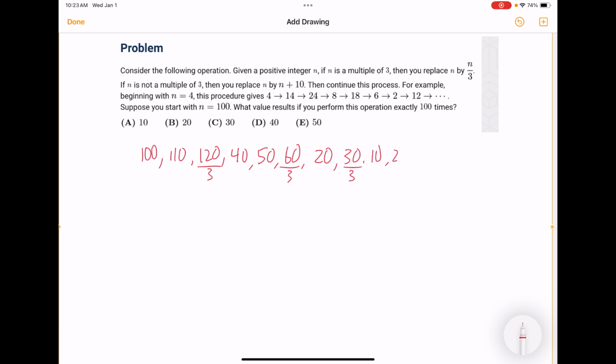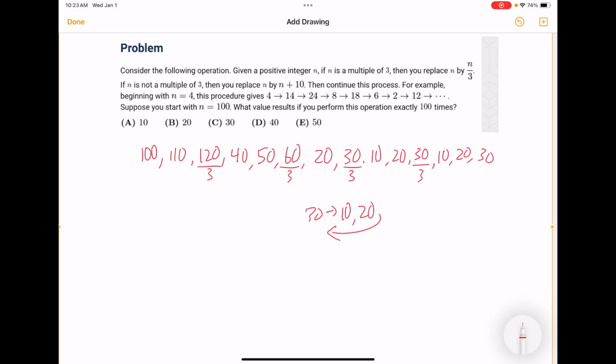10 is not, so you add 10. 20 is not, so you add 10, which is 30. And then again, 10 is not, so you get 20, and then you go to 30. So by now, we should already see the pattern. It starts at 30, and then it goes from 30 to 10 to 20. And then it repeats again.